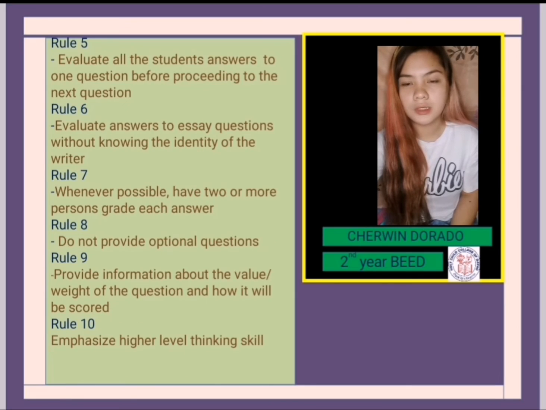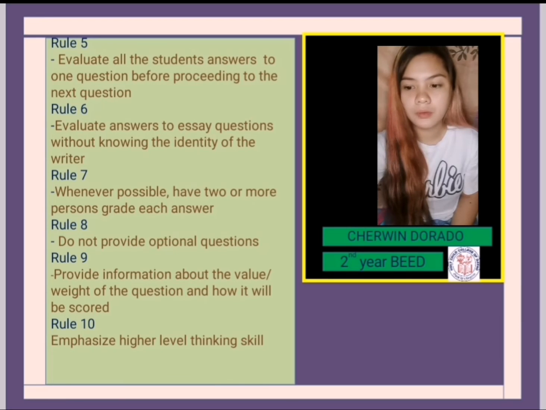Guidelines for the formulation and scoring of essay tests. Rule number 1. Phrase the directions in such a way that students are guided on the key concepts to be included. Specify how the student should respond. Rule number 2. Inform the students on the criteria to be used for grading their essays. And rule number 3 is put a time limit on the essay test. And rule number 4 is decide on an essay grading system prior to getting the essays of your students.